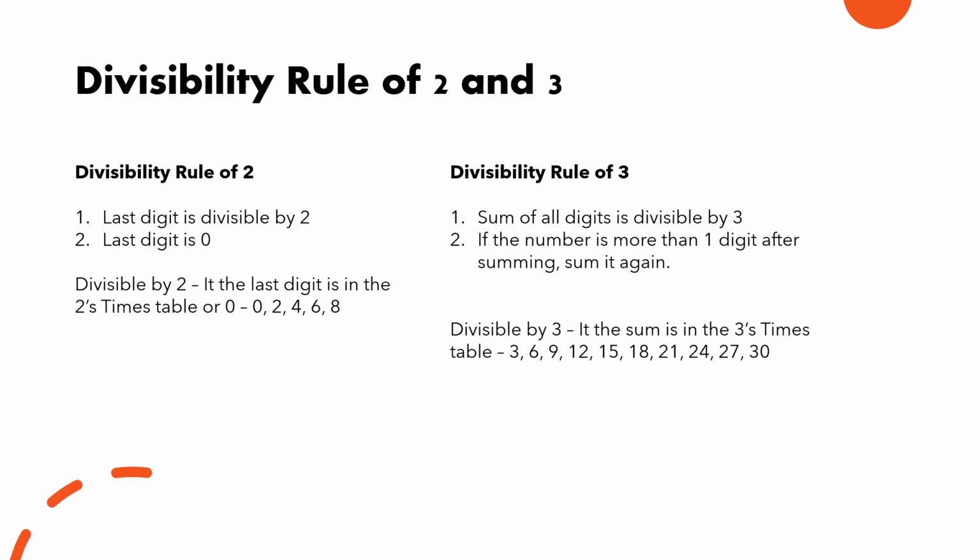So what is the divisibility rule of 2 and 3? The divisibility rule of 2 is the last digit is divisible by 2 or the last digit is 0. And what is the divisibility rule of 3? The divisibility rule of 3 is the sum of all digits in that number is divisible by 3. If the number that we get after adding all the digits is more than one digit, then we will add it again and we will find out if it is divisible by 3. You can look at this slide a little bit longer to understand the divisibility rules of 2 and 3.